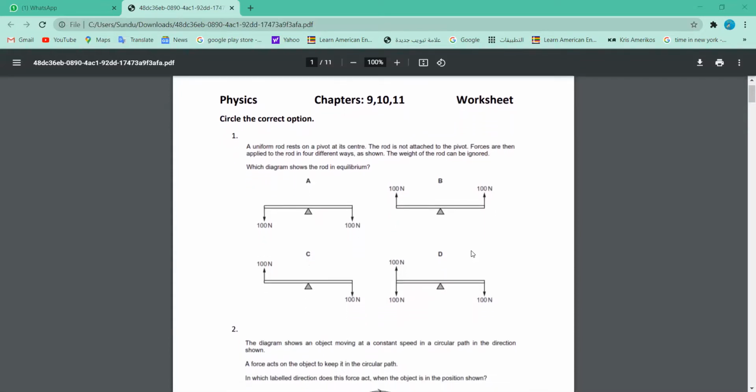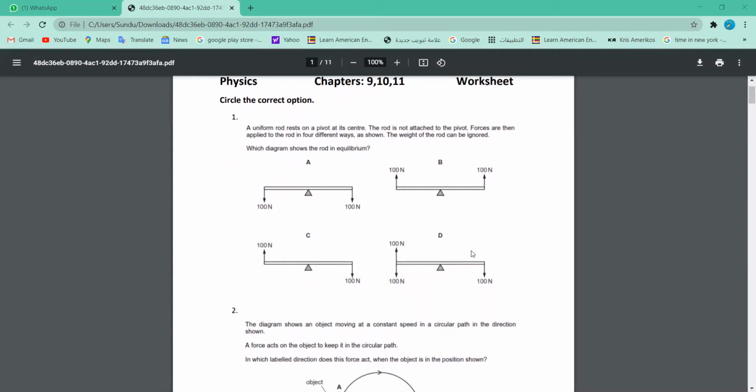Okay, circle the correct option. A uniform rod rests on a pivot at its center. The rod is not attached to the pivot, meaning it's not fixed, it's movable. Forces are then applied to the rod in 4 different ways as shown. The weight of the rod can be ignored. Which diagram shows the rod in equilibrium?